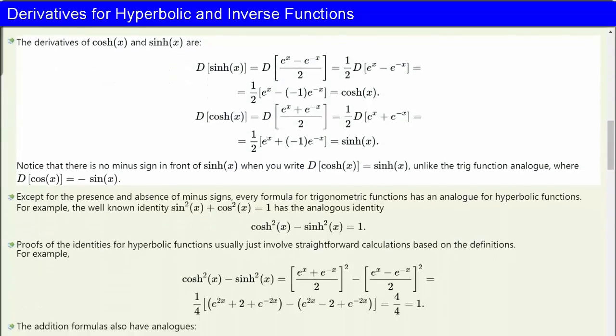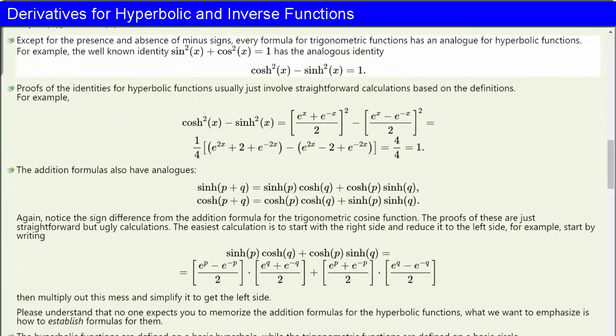The derivatives of cosh and sinh are easily computed. The derivative of sinh is the derivative of the ratio (e^x - e^(-x)) all divided by 2, and the factor 2 just comes out as a 1/2. So you're differentiating a difference of exponentials. Of course, differentiating e^x gives you back e^x. Differentiating e^(-x) by the chain rule gives you back e^(-x) times the derivative of -x, which is -1. So you end up with (e^x + e^(-x))/2, which is the cosh. In the same way, when you differentiate the cosh, you get the sinh.